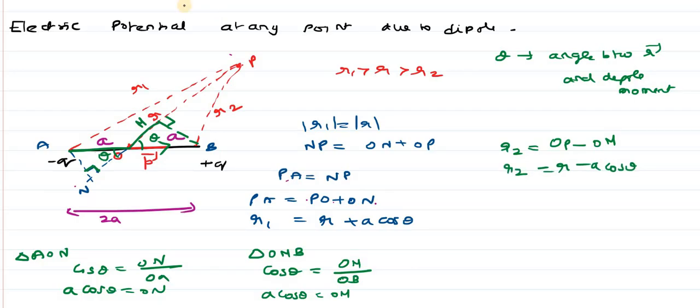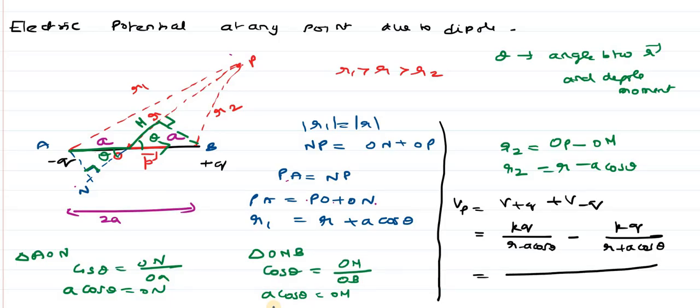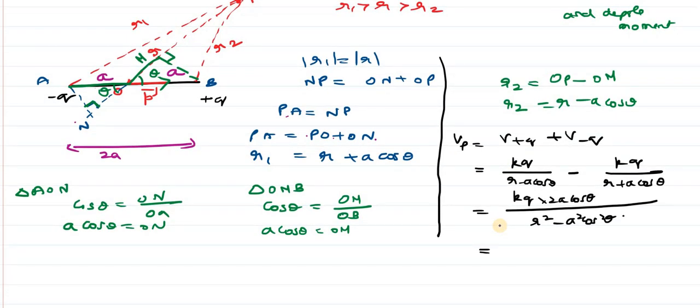So now when I take VP, the potential at the point P is the potential due to plus Q plus the potential due to minus Q. What is due to plus Q? It is nothing but KQ by the distance. The distance of this vector is R2, right? Instead of R2, I can write R minus A cos theta, minus KQ because the potential of a negative charge is negative, by R plus A cos theta. So when you do the mathematics, the final is R square minus A square cos square theta in the denominator, and the numerator is KQ into 2A cos theta. Do the math by yourself.